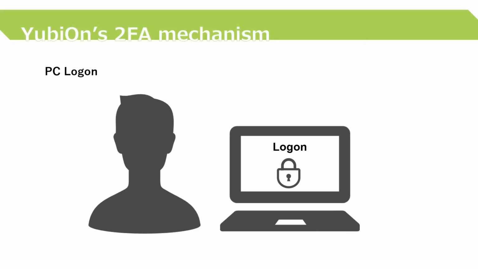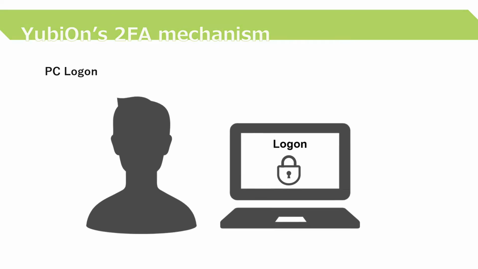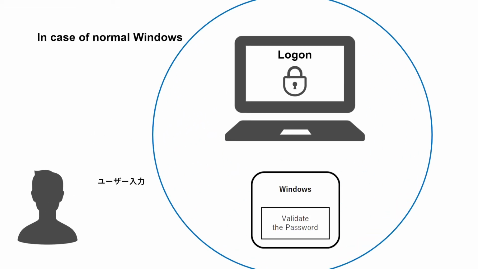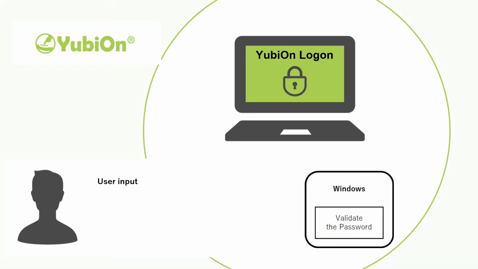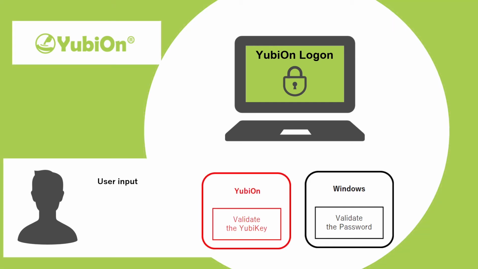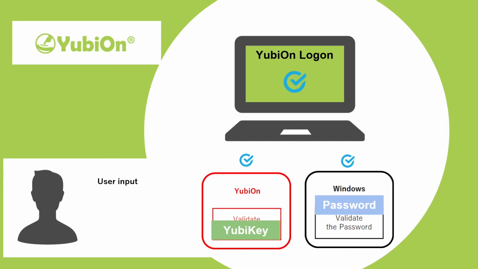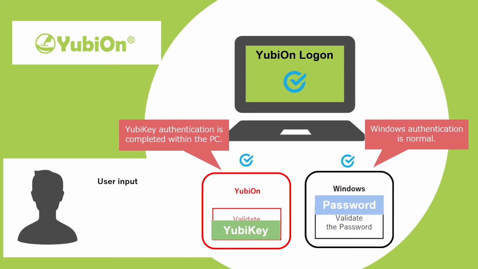I will explain the mechanism of YubiOn's two-factor authentication. In the case of normal Windows, Windows authenticates the password entered by the user. When YubiOn is installed, device authentication by YubiOn is added before the password authentication of normal Windows. After YubiOn authenticates the YubiKey one-time password entered by the user, Windows password authentication is performed. YubiKey's authentication is completed within the computer, so it does not affect the authentication part of Windows.